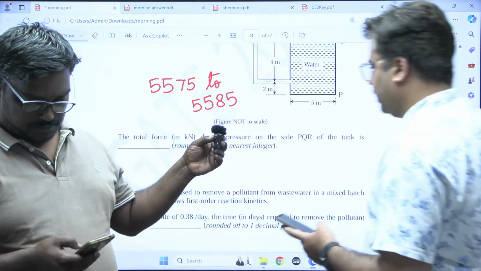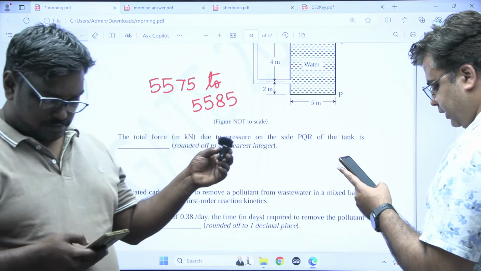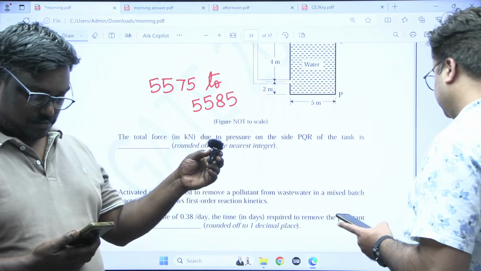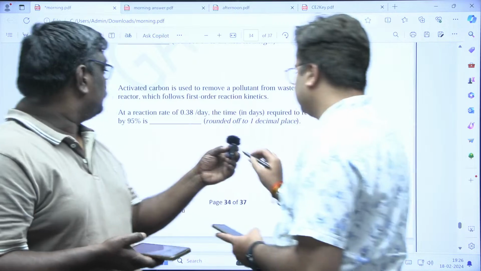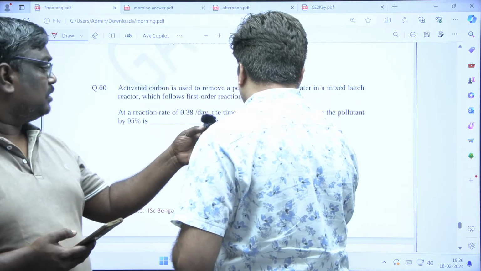Coming to question number 60, the answer is in the range of 7.8 to 8. This is the activated carbon environmental question, sir.